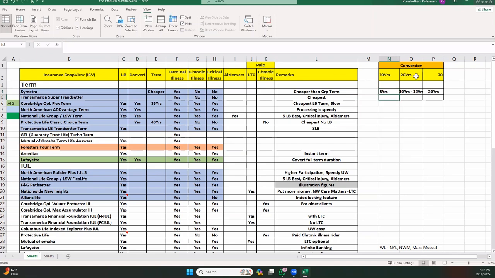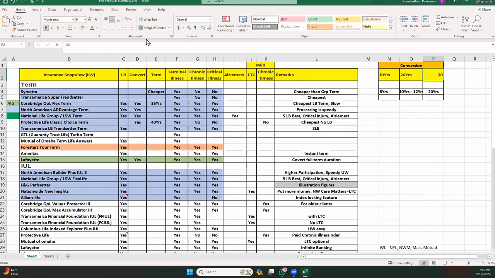So if you have a 20-year term, they will allow the conversion only for 10 to 12 years. If it's a 30-year term, they will allow conversion only for 20 years. Keep that in mind. It can't be converted for life. It's very important for you to understand how conversion works, because every client needs to know this.